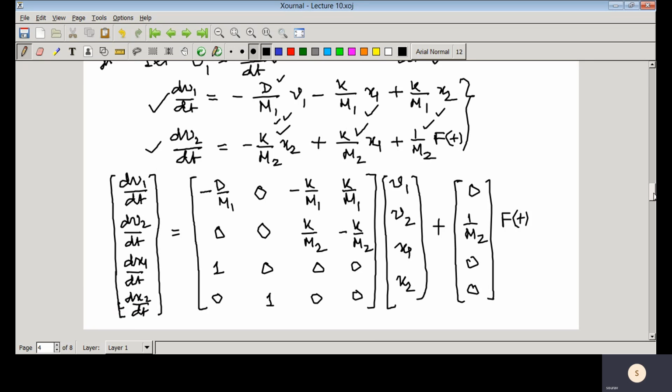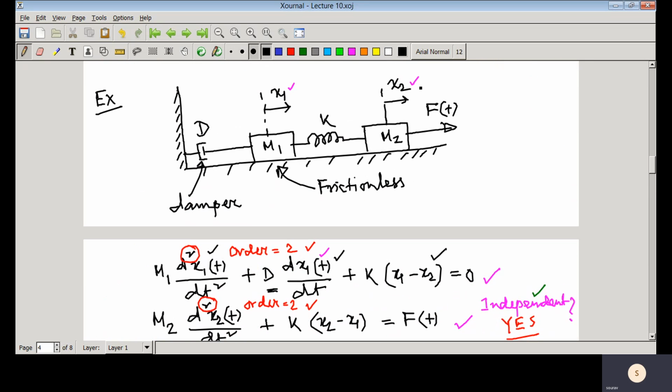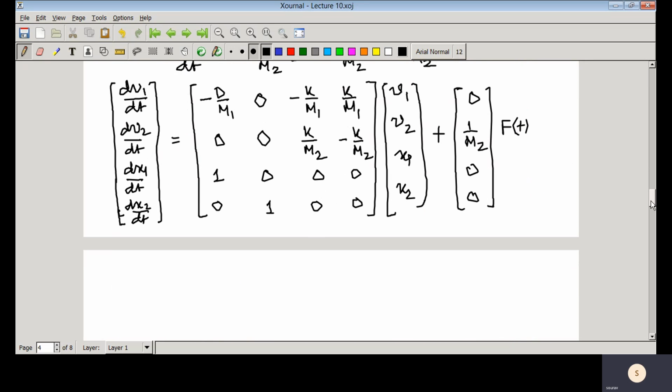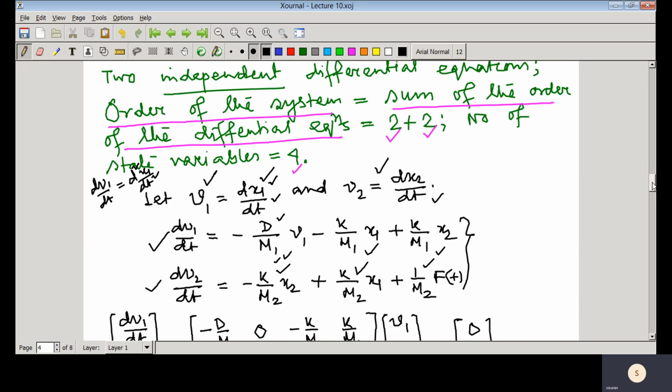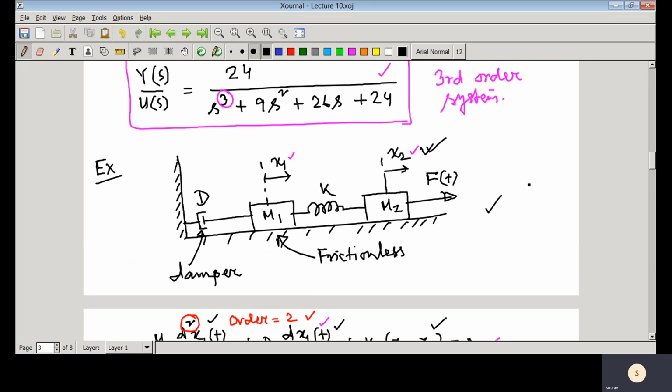And if you say that, okay, we are interested in finding what would be the output. So if we consider that x2 is the output, then we can easily represent the output equation. So x2 equal to, you have the state vectors v1, v2, x1, x2. So this is the state vector, and output equal to x2. So that means all are 0. Here you have 1. So this is the state space model of this particular dynamical system. So now you have seen how to represent that system in state space form.